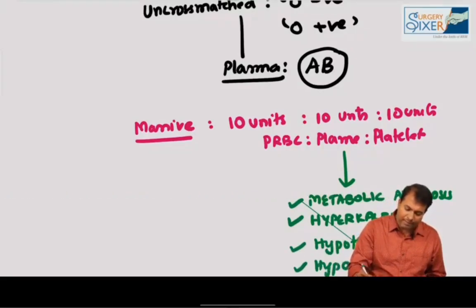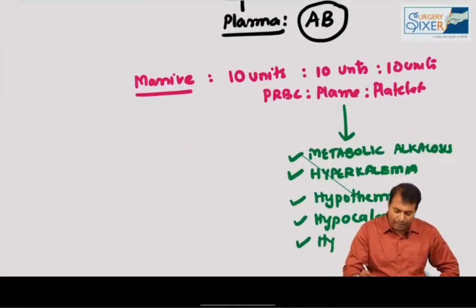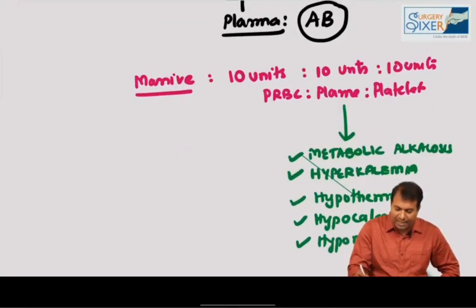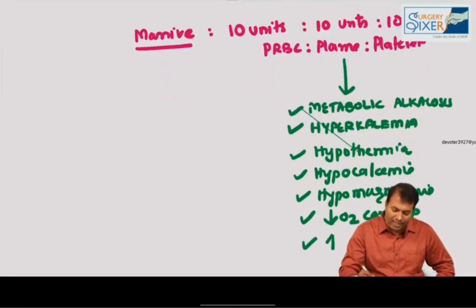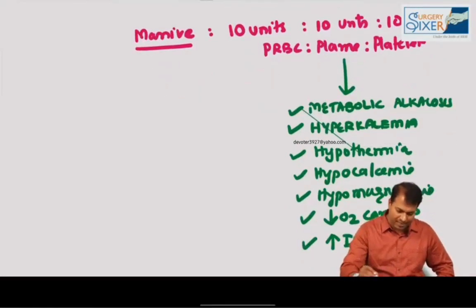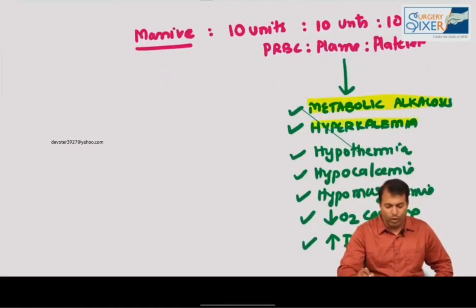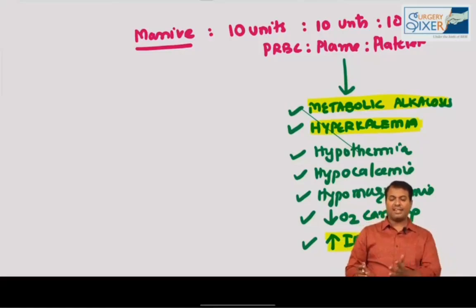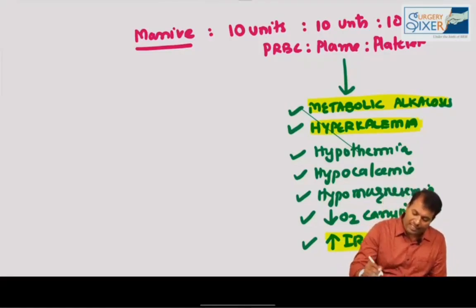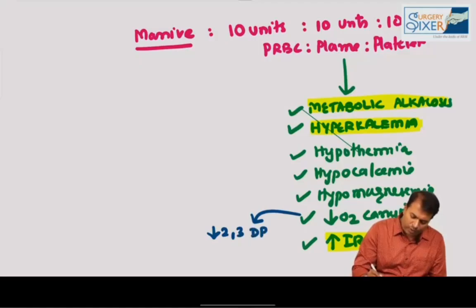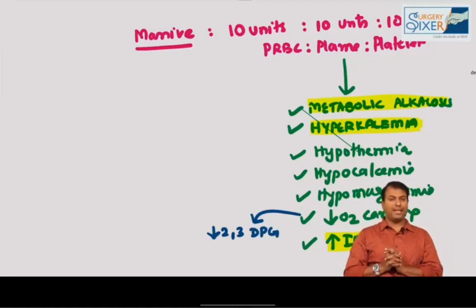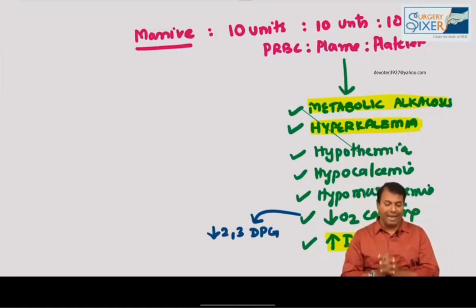hypocalcemia, hypomagnesemia, and there will be decreased oxygen carrying capacity, and there will be iron overload, increased iron in the body of the patient. So what are the things increased? Bicarbonate increases, metabolic alkalosis, potassium increases, hyperkalemia, and iron increases. Everything else decreases. Temperature decreases, calcium decreases, magnesium decreases, oxygen carrying capacity decreases due to decrease in 2,3-diphosphoglycerate. These are the complications of massive blood transfusion from Millian Law.